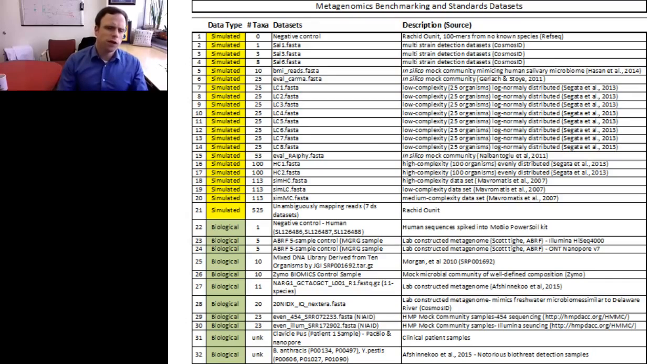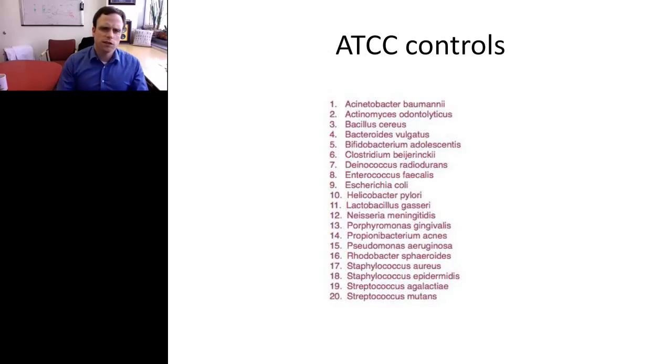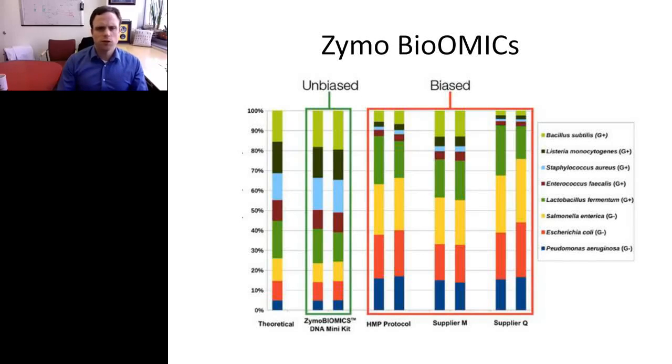So two I want to highlight most notably. One is the ATCC controls. This is one set of controls of 20 species they've mixed together. They also have more controls coming out very soon. And also Zymo has a biomics control, which you can see here has these 8 species, both gram-positive and gram-negative, and they try to look at what would be an unbiased extraction versus other potential suppliers that we know we're not getting perfect extraction. So this is on the extraction side, and these are the physical standards that are available.